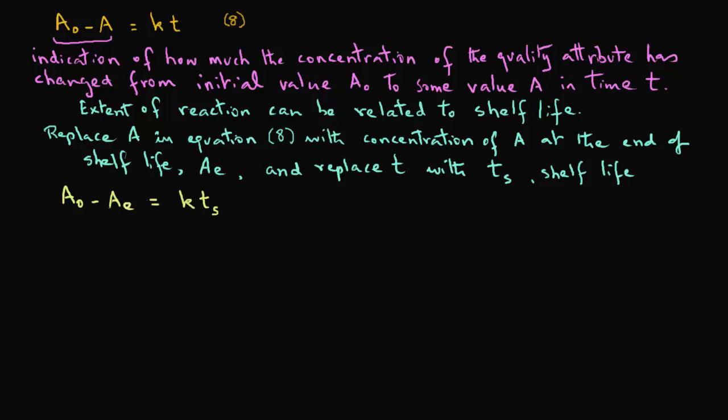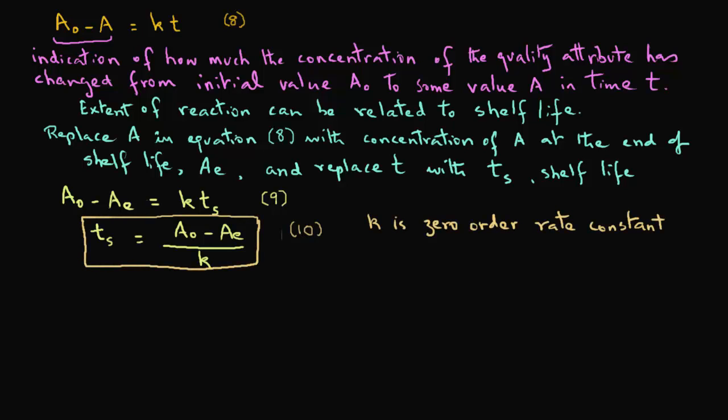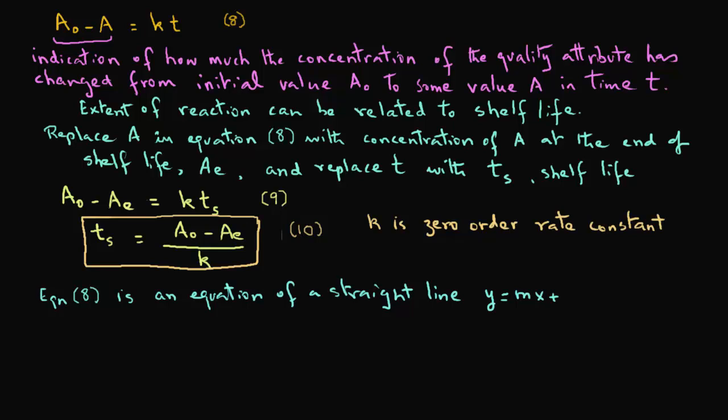Now, we can take ts on the left-hand side and move all the other quantities to the right-hand side, and we get A0 minus AE divided by k. Note that k is the zero-order rate constant. Also, we observe that equation 8 on the top is an equation of a straight line. Note that straight line equation is often expressed as y equals mx plus c, where m is the slope of the straight line and c is the intercept.